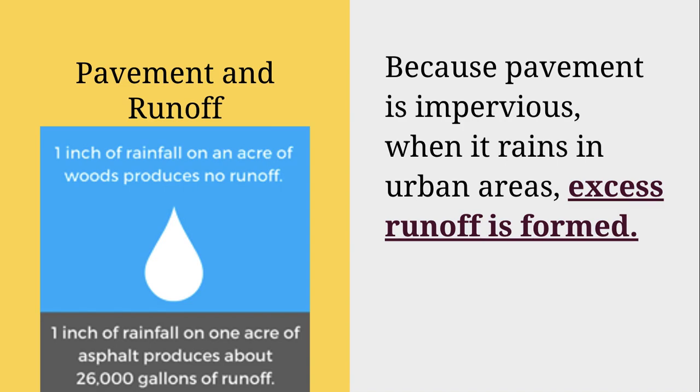1 inch of rainfall over an acre of asphalt. So if you think about Walmart parking lots or the parking lot here at school, that's definitely an acre of asphalt. That produces 26,000 gallons of runoff. So imagine 26,000 gallons of milk, how much that is. All right, a little bit of rain can produce a lot of runoff. And if you have days where it rains for several days in a row, well, now you have a problem.